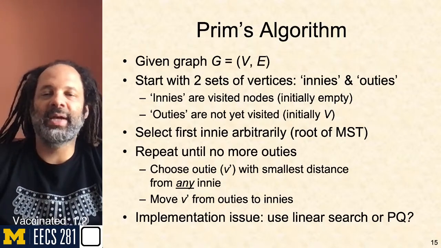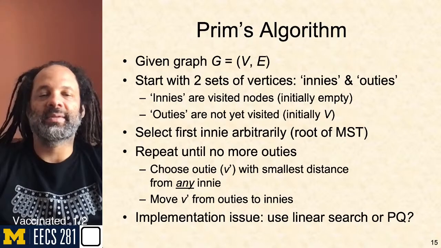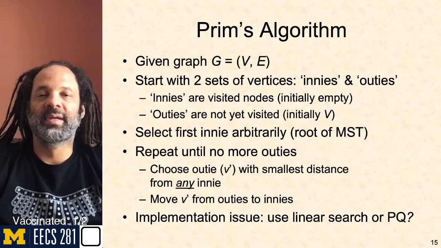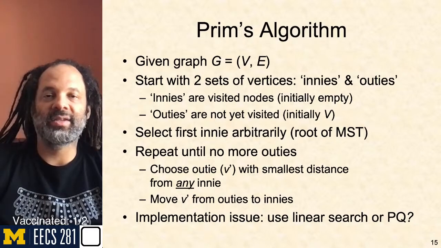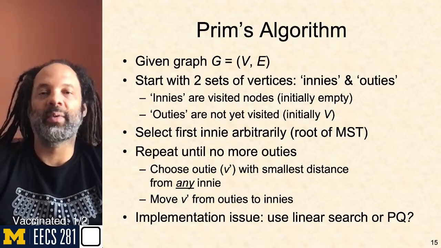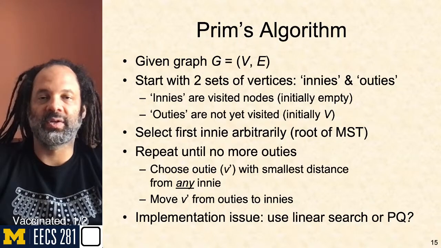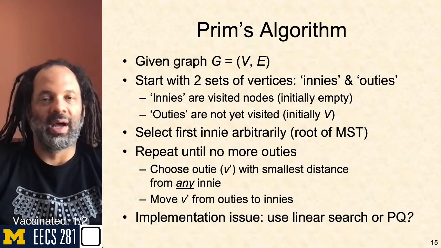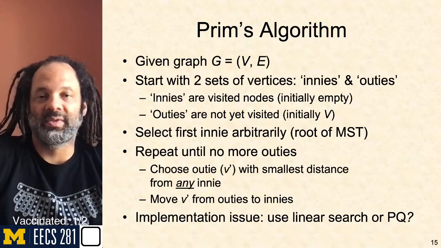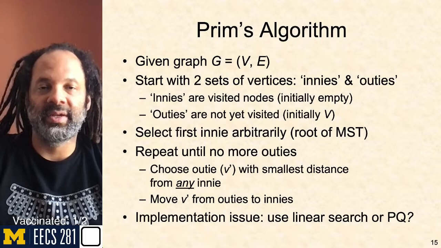We've got one implementation issue, which is, as I'm trying to find that edge that's the shortest, how do I do it? One way to do it is with a linear search. I just look at all remaining points and say, hey, how close are you? If you're the closest, we're taking that. So that's my linear search.